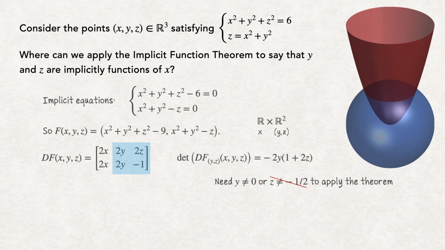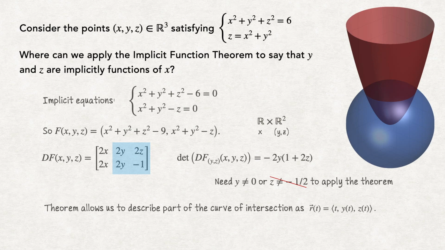Geometrically, that makes sense, but algebraically, I want you to recognize that that's what it means here to say that y and z are functions of x. Everything is being determined by a single parameter. So our conclusion, based on the implicit function theorem, is that we could actually parametrize that curve of intersection locally, again, around some point where y is not 0, as having coordinates of the form x, y of x, z of x, or more traditionally, t, y of t, z of t.